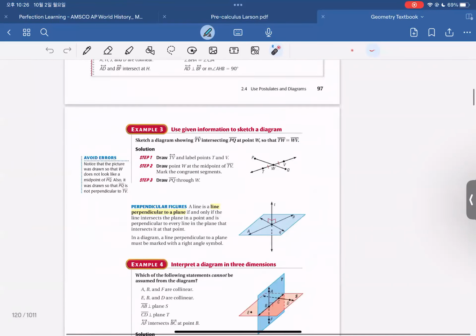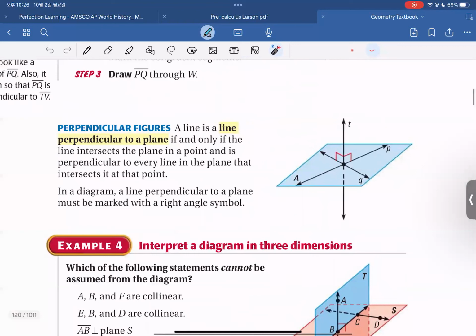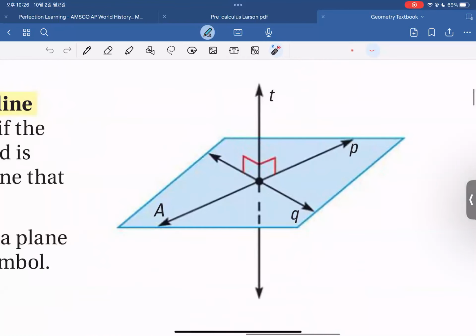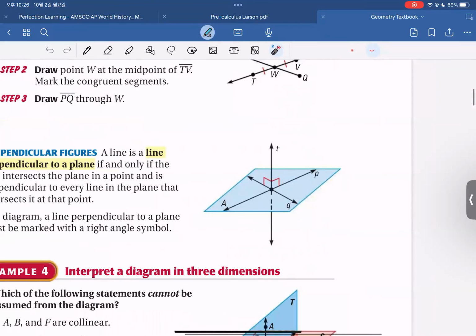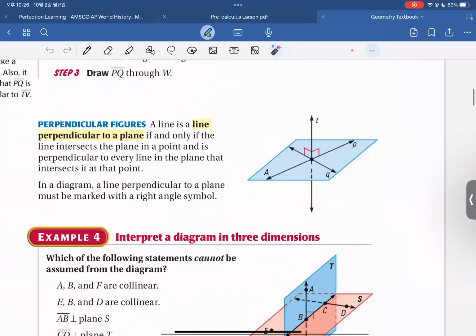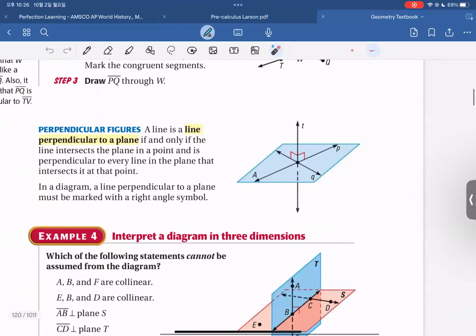Pretty straightforward. Let's quickly look at perpendicular figures. A line is perpendicular to a plane if and only if the line intersects the plane in a point and is perpendicular to every line in the plane that intersects at that point. So something like this. Oh, that's a bad drawing, but basically, if it's perpendicular, it has to be perpendicular to every other line in that plane.